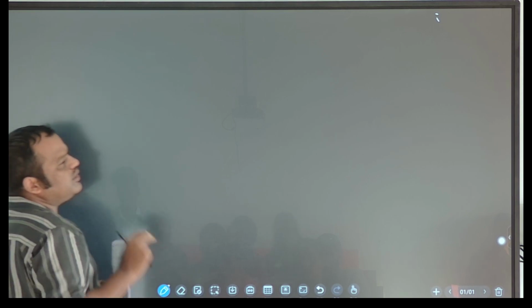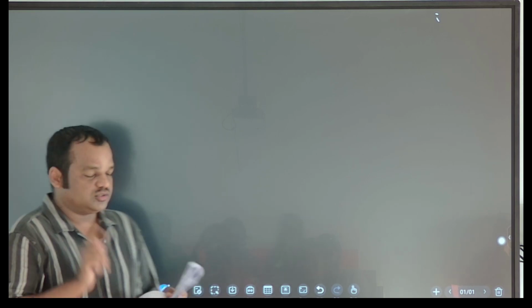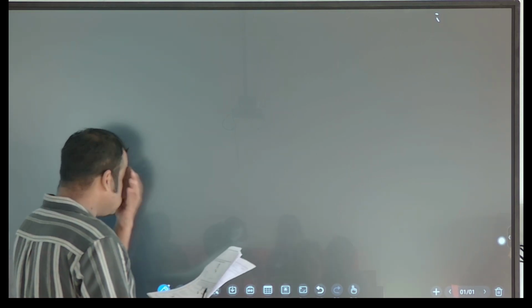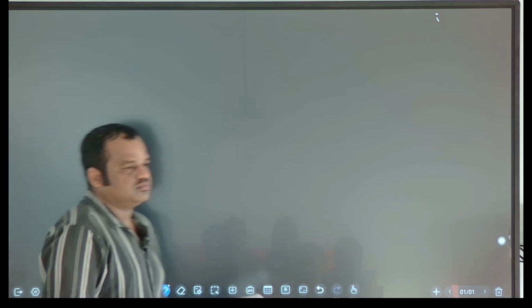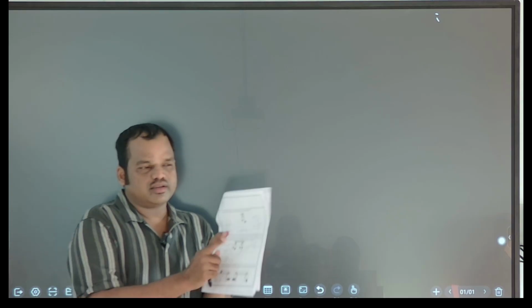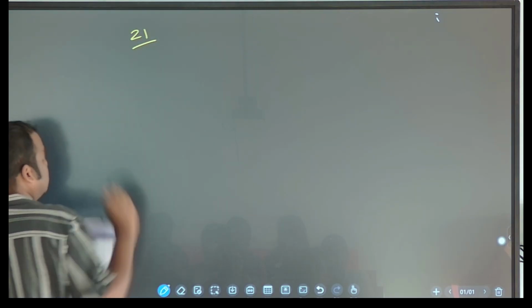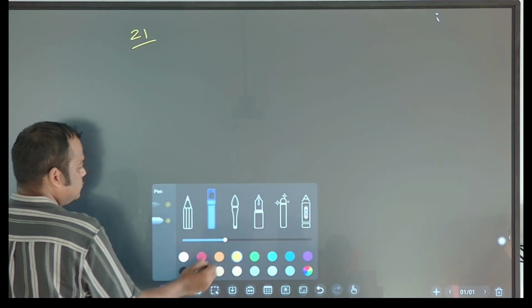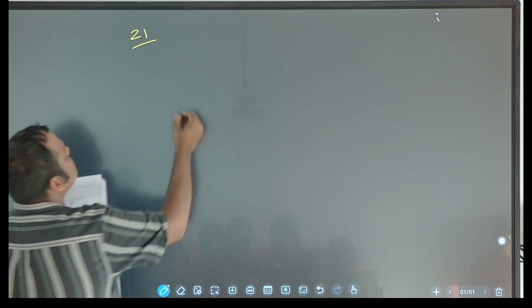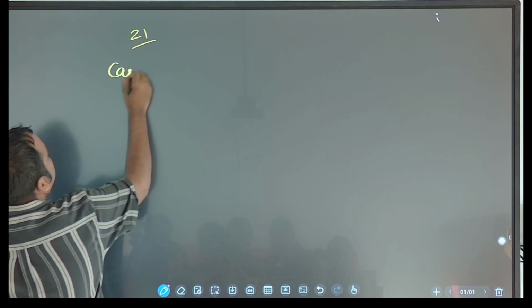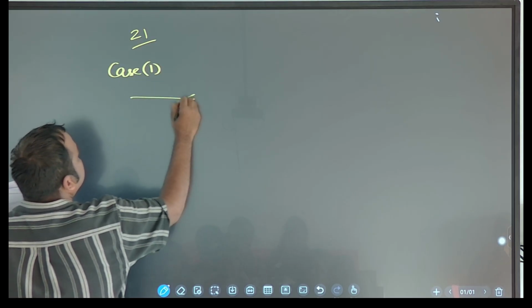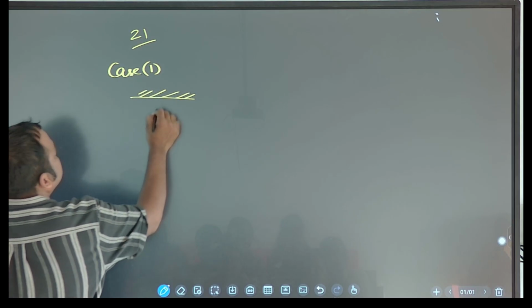#21. Question 21. See, it is given in NCERT also. Everyone have this? Question 21. So pulley system is there. So case 1. What is case 1? Ceiling is there. This is the ceiling.